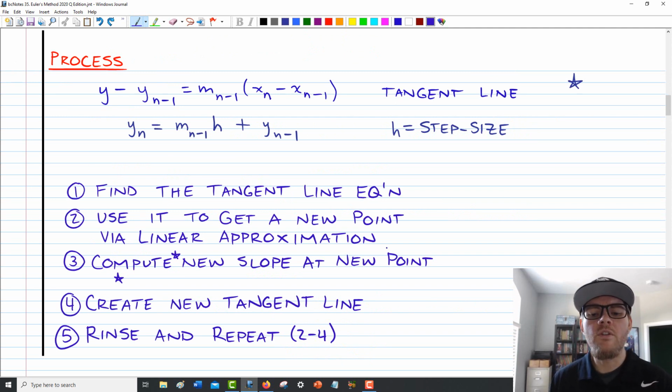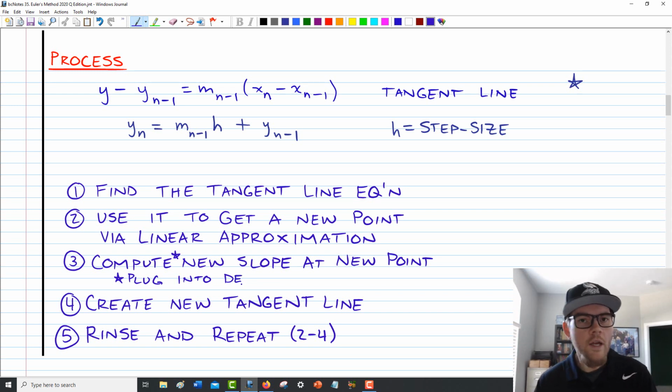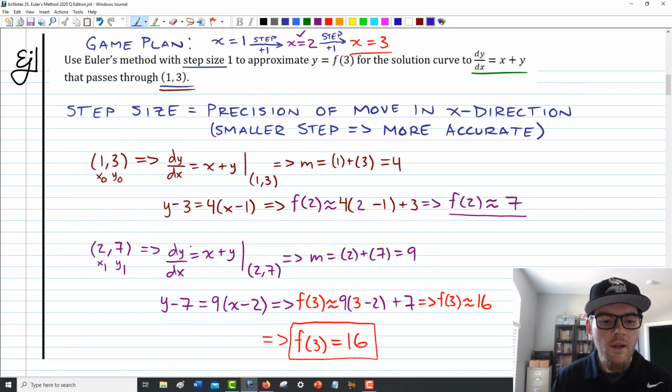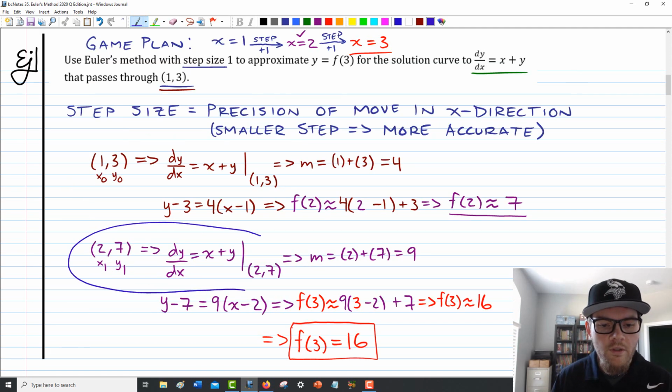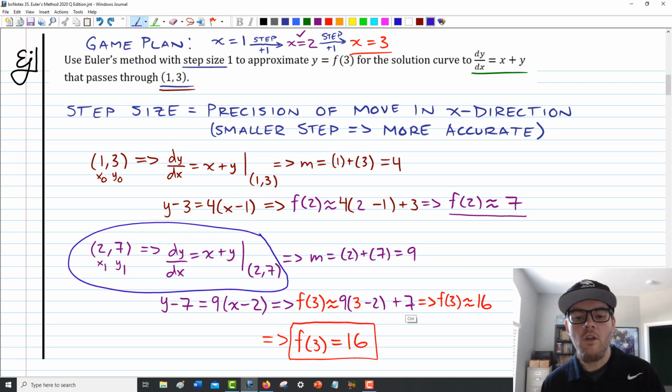After that, we're going to compute a new slope at the new point. So the way we're going to do that is by plugging into the DE. Our differential equation is going to give us a prescription to tell us what the slope would be at this point were it on the curve. And so then from there, we'll be able to compute our new slope. That's what happened right here. We took the fake point of tangency, the one that was found using linear approximation, we plugged it in, and we got our new slope.